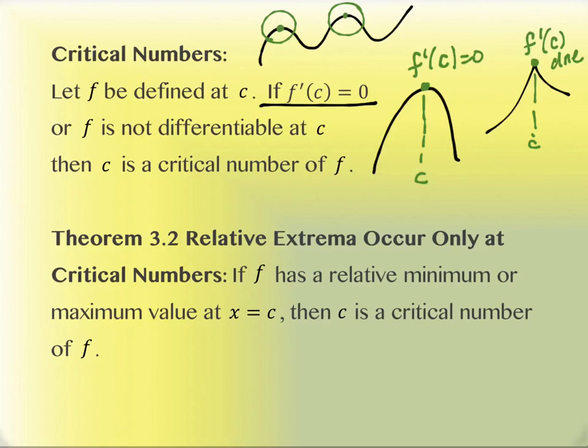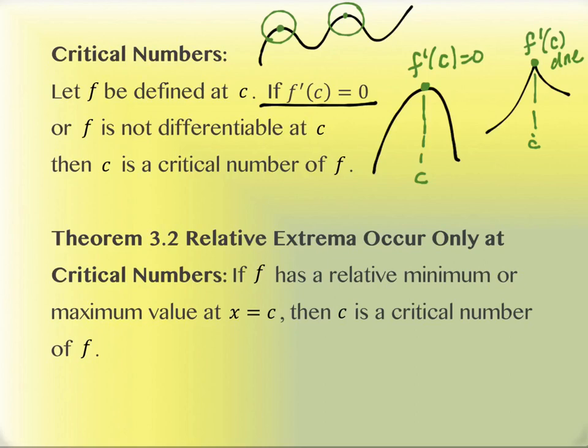If f has a relative minimum or maximum value, then c is a critical number. So this is telling you that if you have a critical point, it's going to give you a potential maximum or minimum. But if you have a maximum or minimum, it is in fact going to be a critical point.